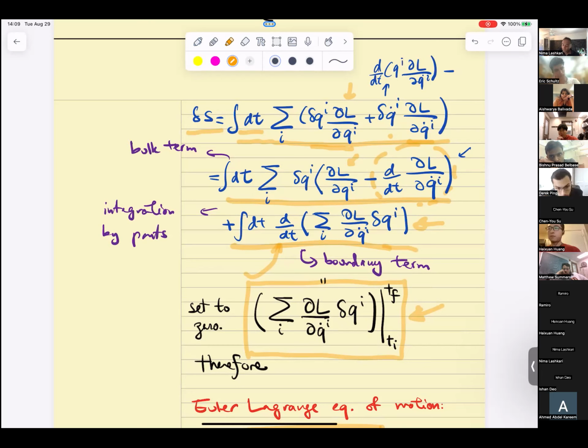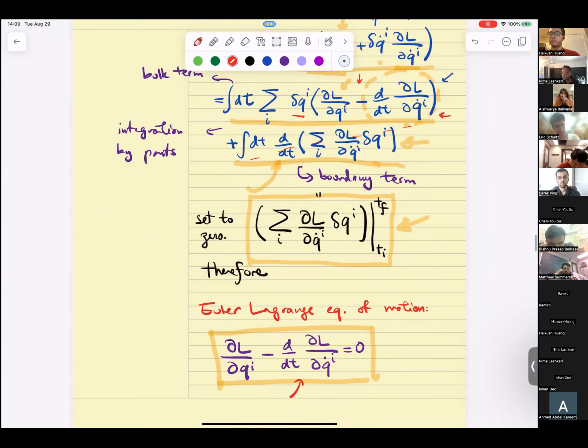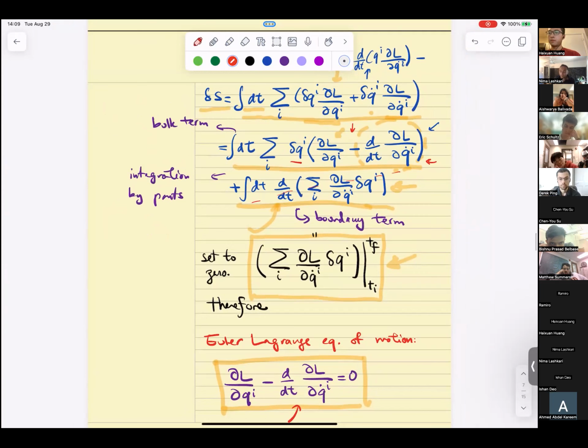Now, the fact that delta S has to be equal to 0, well, for a second, let's say we ignore the boundary term, tells you that the bulk term has to be 0, but the bulk term has to be 0 for any delta q_i, for any variation. That means that the only way you could arrange for that is that the kernel of it, which is this expression, has to be 0. These are the equations of motion. These are the Euler-Lagrange equations of motion. And I'm going to say in a second that these are the F equals ma that you're familiar with. All right? But are there any questions about this variational principle?